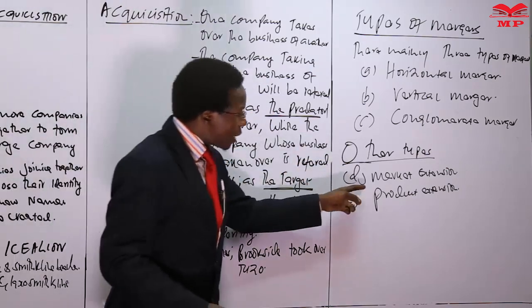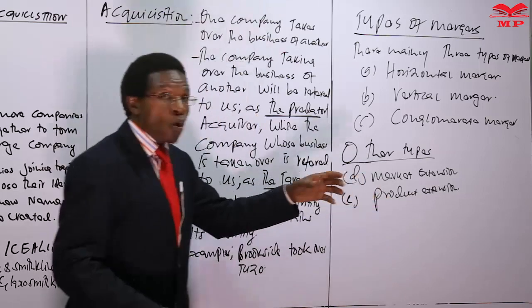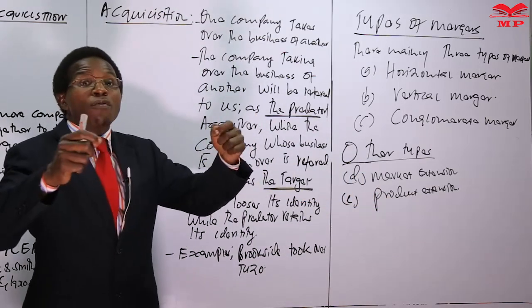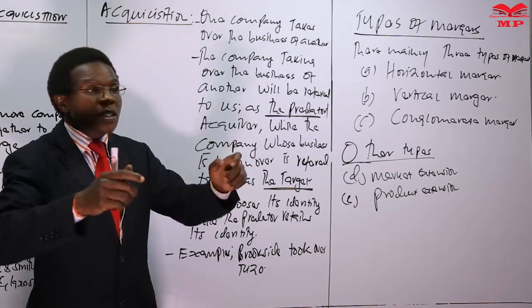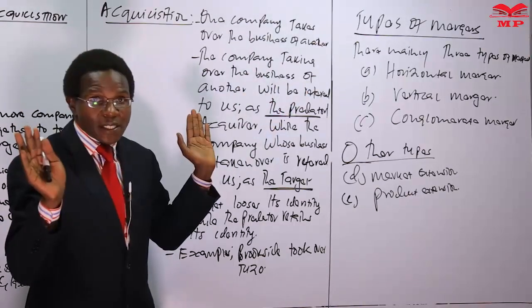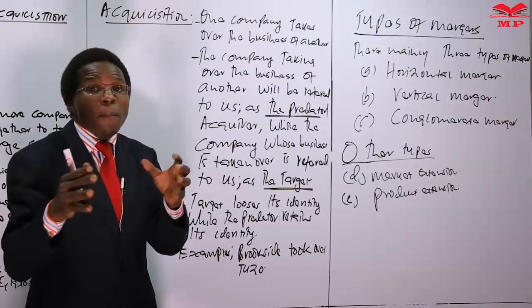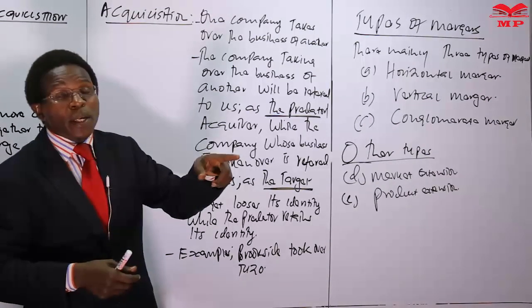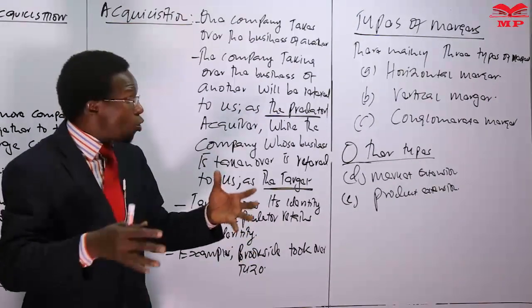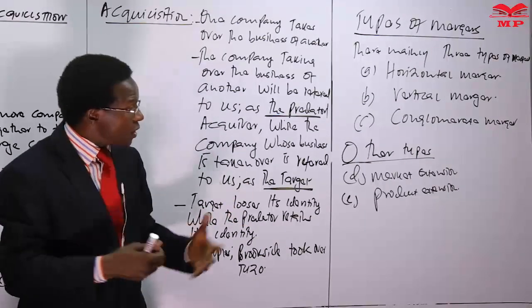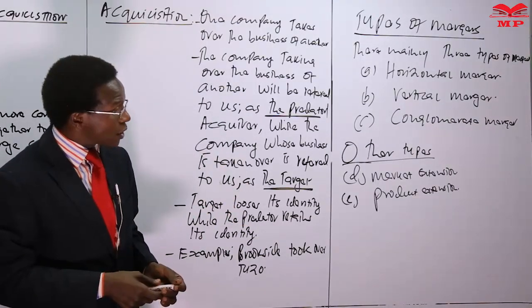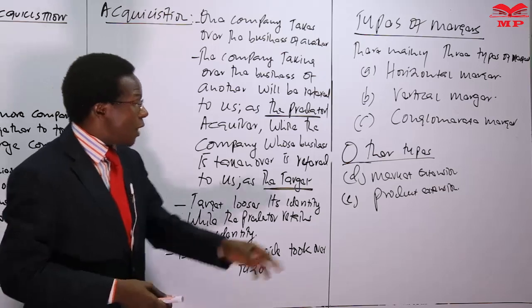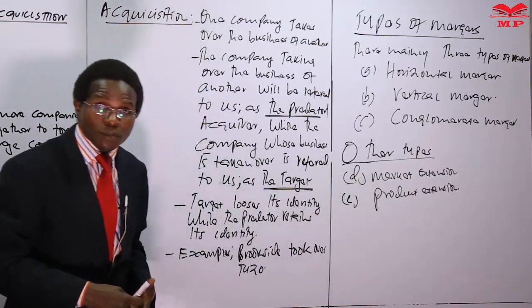Then we have other types. When you talk of market extension, we are dealing with having the same product but in different markets. Maybe in one market they are selling in Kenya, the same product is sold by another company in Tanzania. So they will merge to increase their market cover-up.